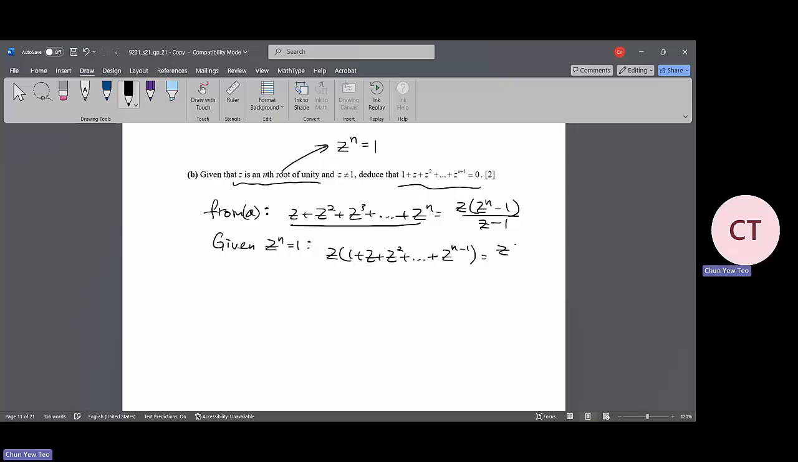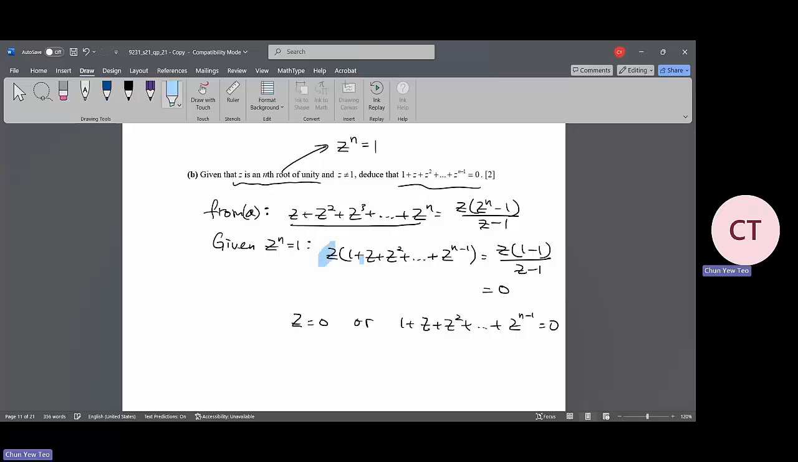This will be 1 minus 1 over z minus 1, so this whole thing will be 0. That means z is 0, or 1 plus z plus z squared until z to the power of n minus 1 is equal to 0.